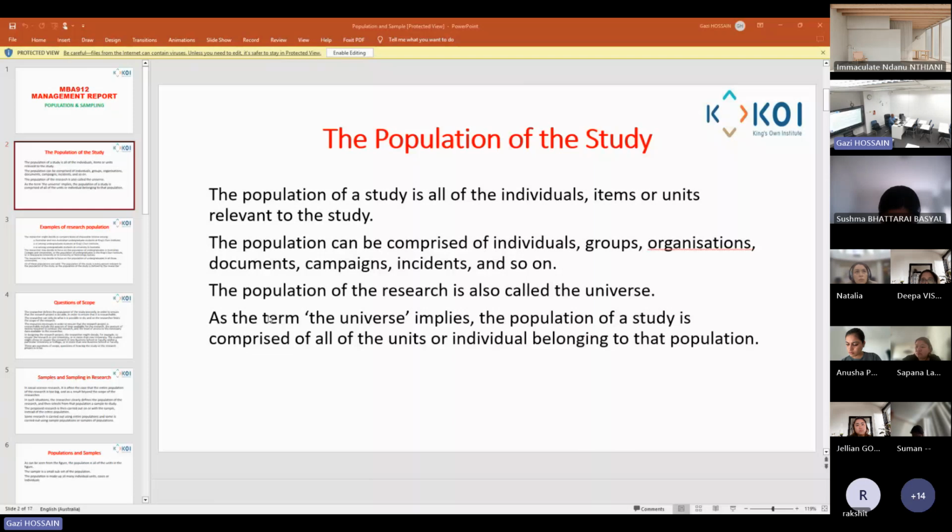Question of scope. The researcher defines the population of the study precisely in order to ensure that the research project is doable, in order to ensure that it is researchable. So if our population is coming from the entire world, the universe, then sometimes it will not be doable, unless you are doing professional research. If it is academic research, it is not doable.